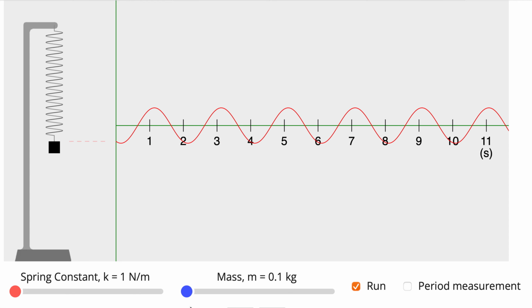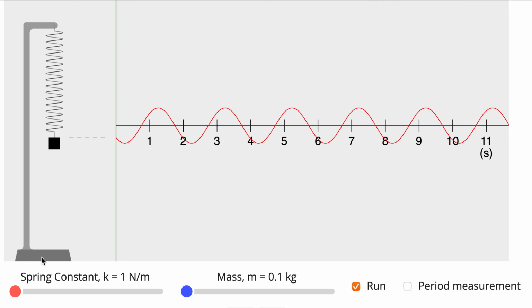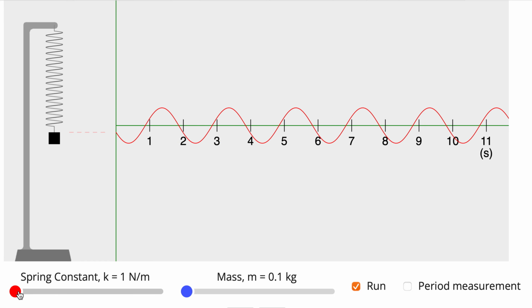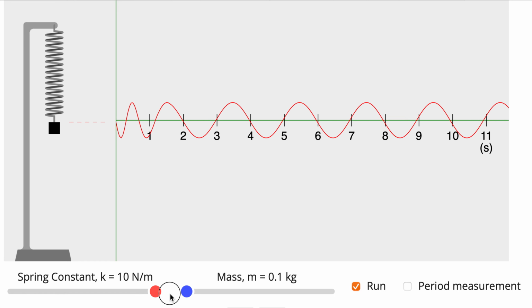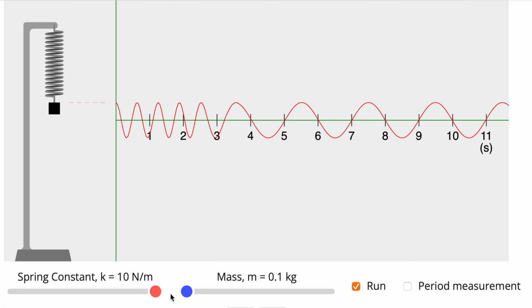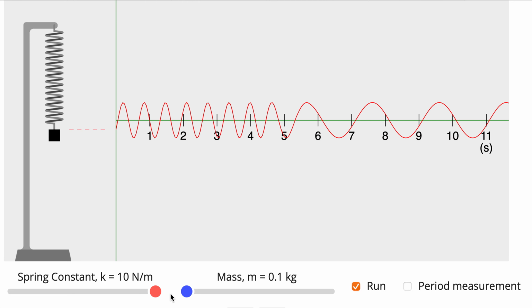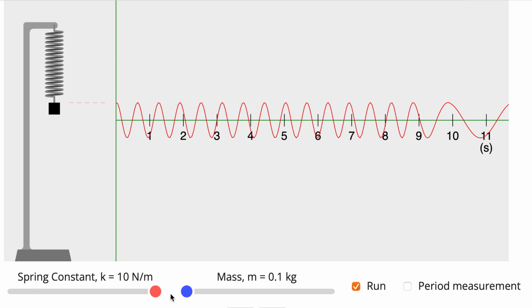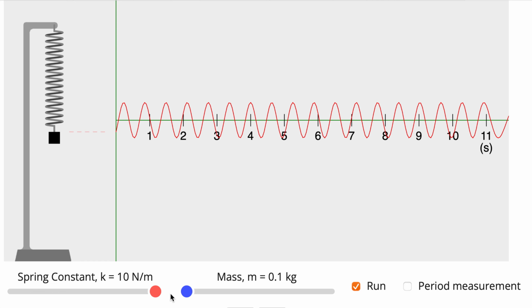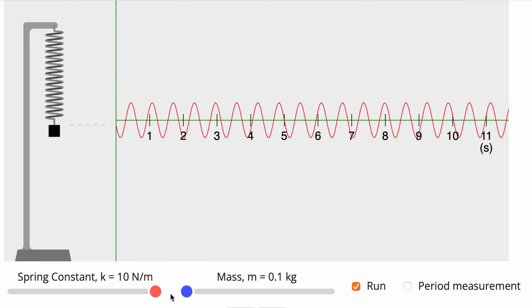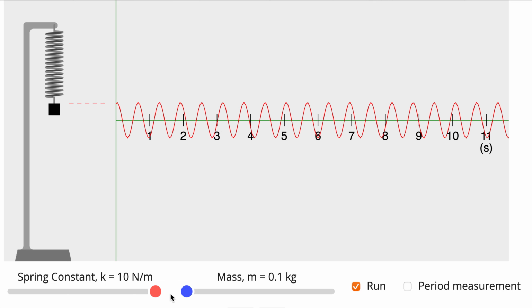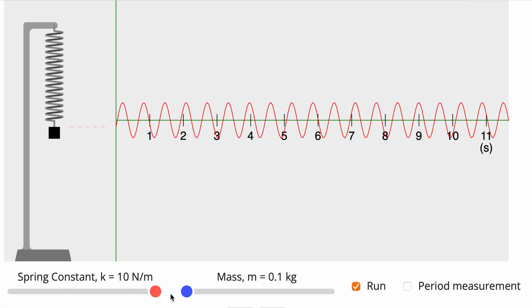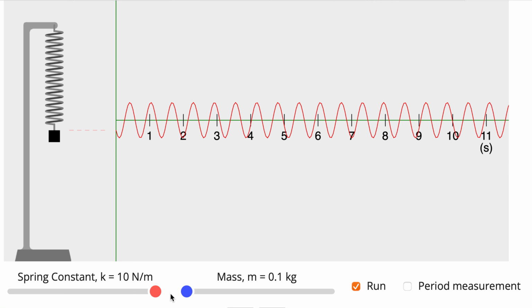And we can also do the same thing. So if we keep the mass constant and now we increase the stiffness of the spring, notice that it vibrates even faster. So there, when you increase the stiffness of a spring, in terms of the period, does this mean that the period is proportional to the stiffness of the spring, or is it inversely proportional?